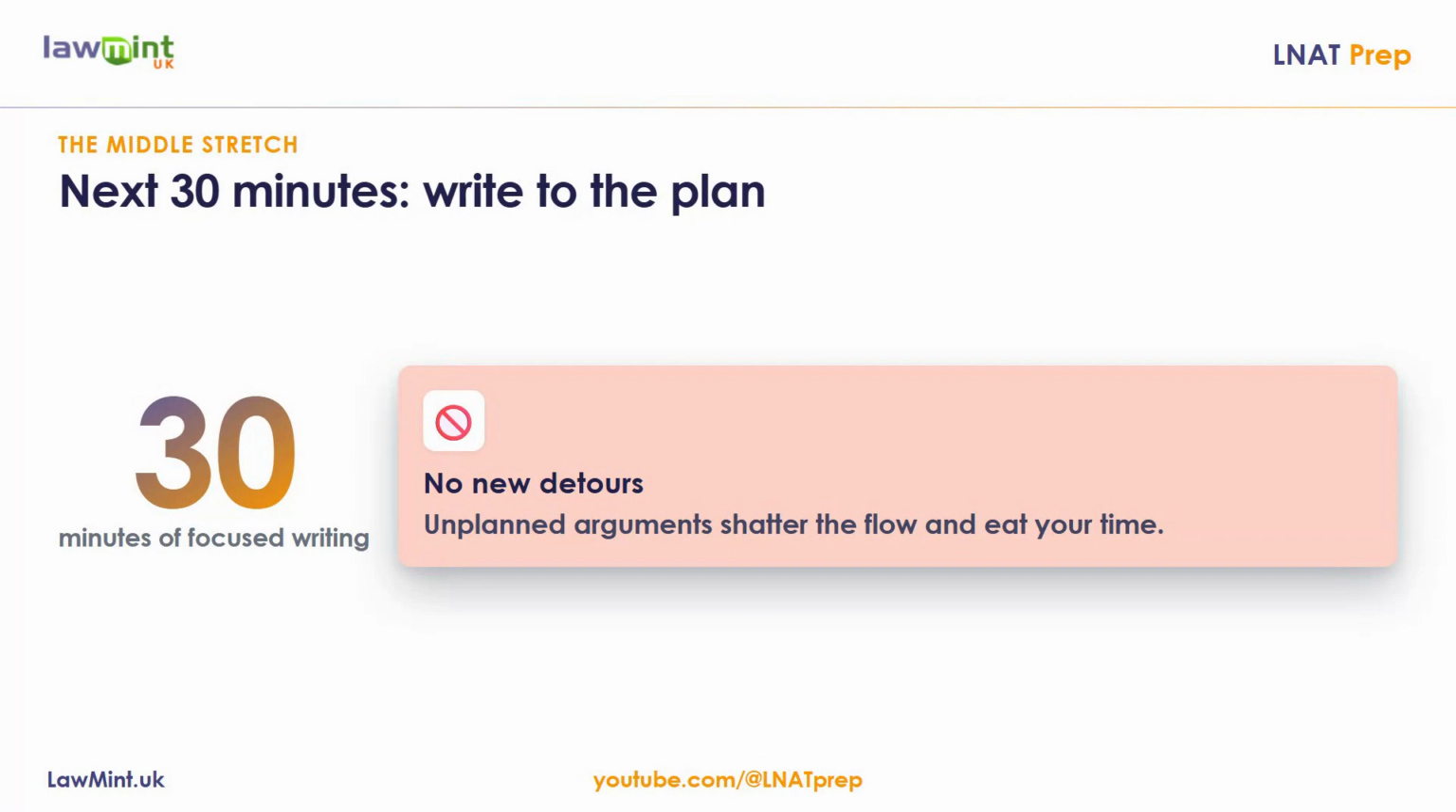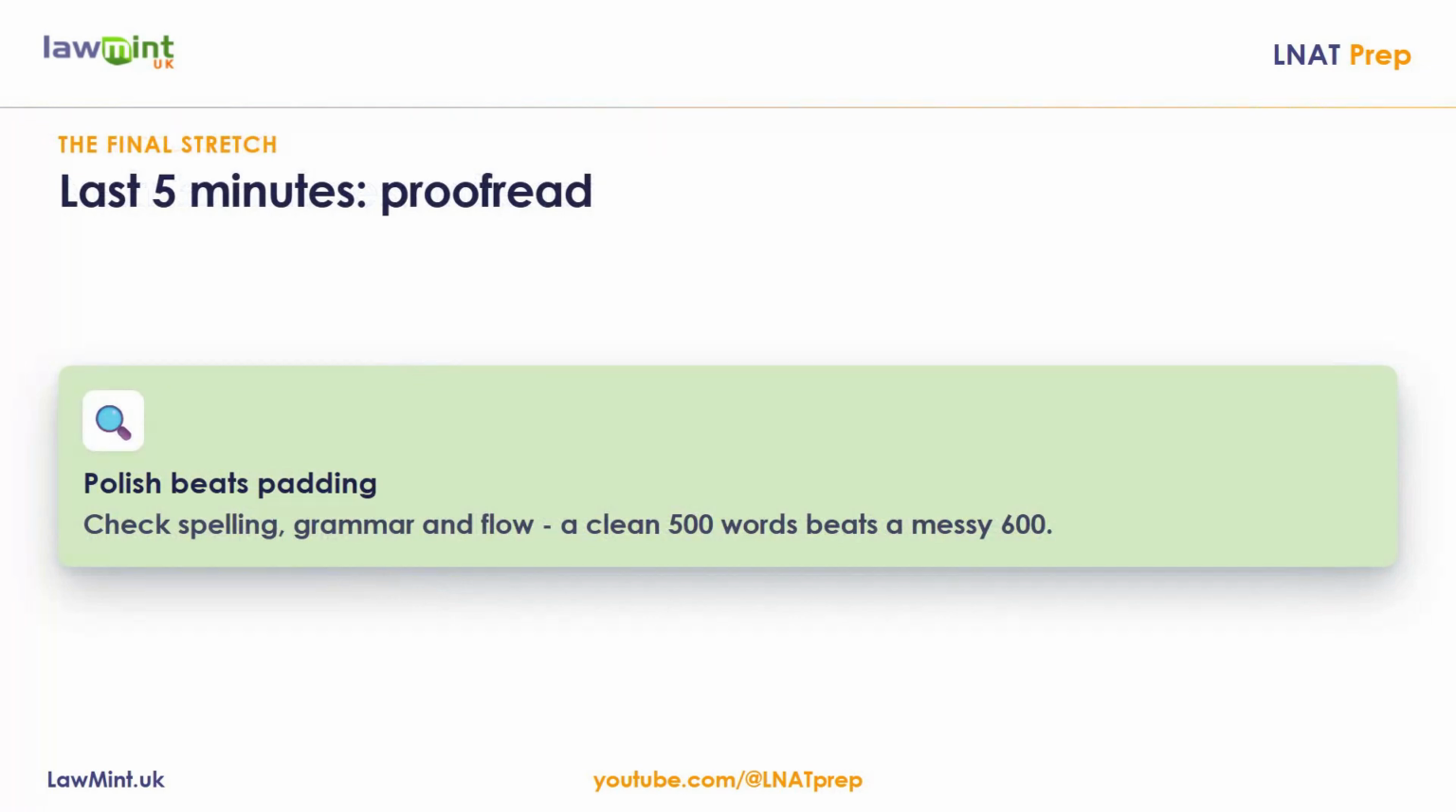Spend the next 30 minutes writing. Stick rigidly to the plan you just made. Do not introduce new, unplanned arguments halfway through, because that will shatter the flow and eat your remaining time. Use your final 5 minutes to proofread, check for spelling, grammar, and structural flow. A polished 500-word essay is far superior to a messy 600-word one.